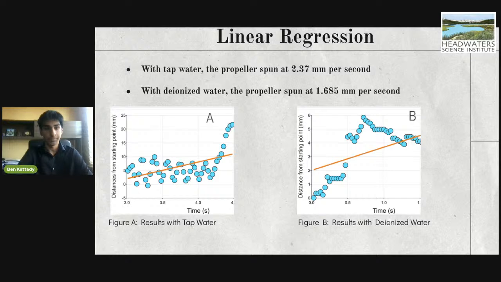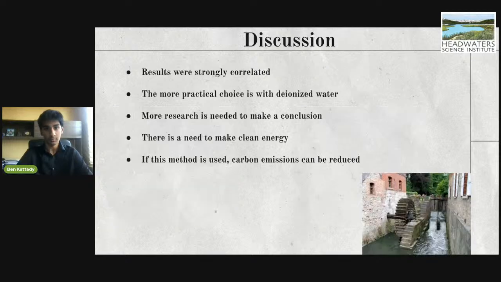To accurately find the speed at which the propellers were moving, we used linear regression. With the tap water, the propellers spin at about 2.37 millimeters per second, and that's seen through the graph in the bottom left-hand corner. With deionized water, the propeller spun about 1.685 millimeters per second, and that is seen in the graph in the bottom right-hand corner. Our results were very correlated, as indicated with a very low p-value, less than 0.01. This basically means that the time in microgravity and the motion created were very related.